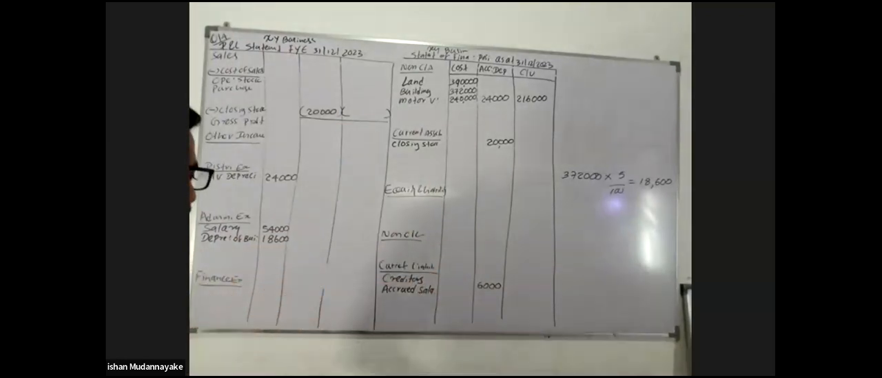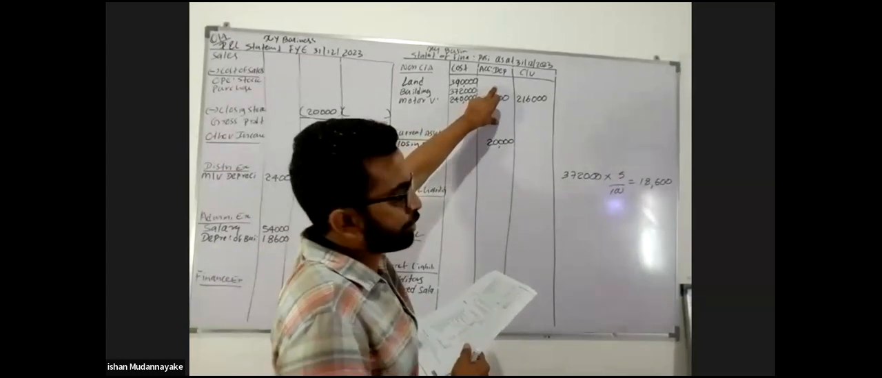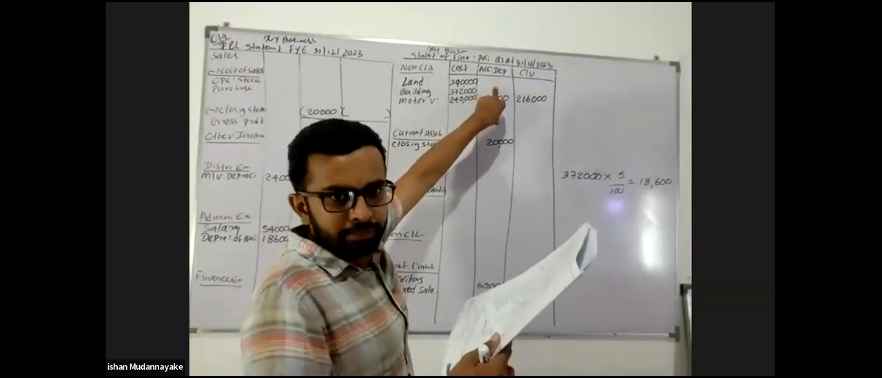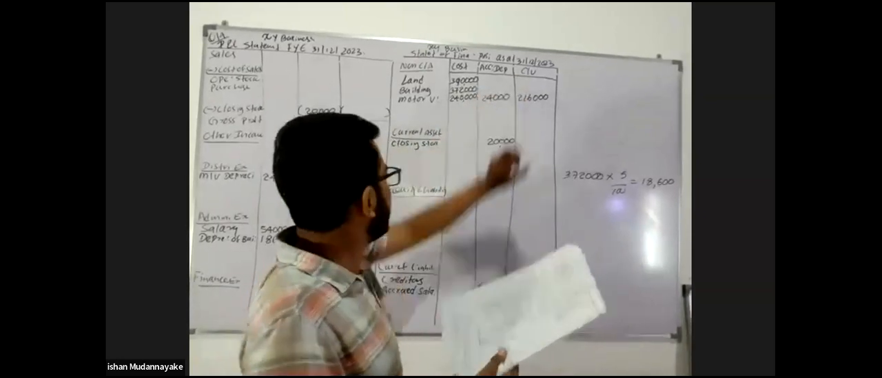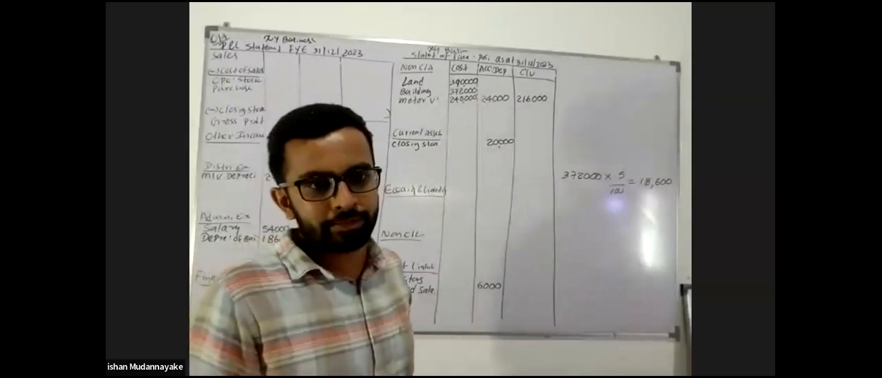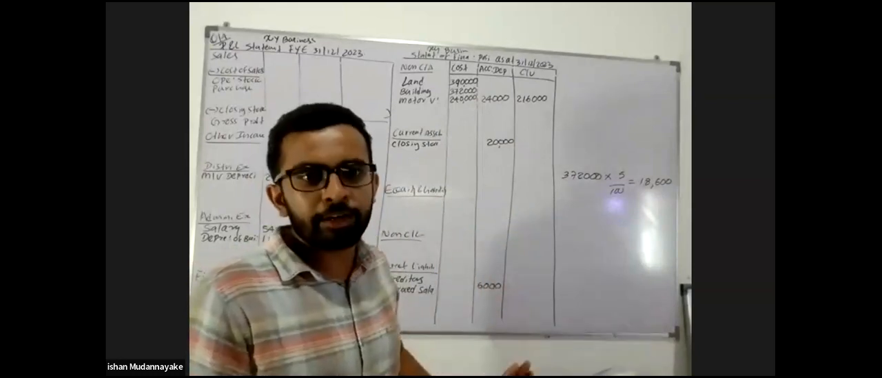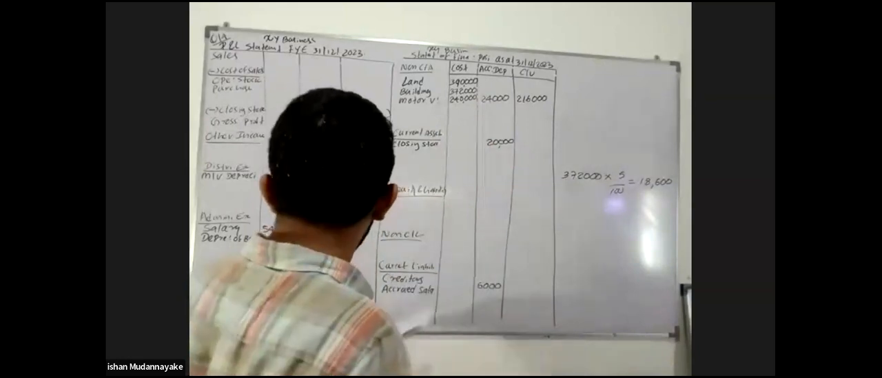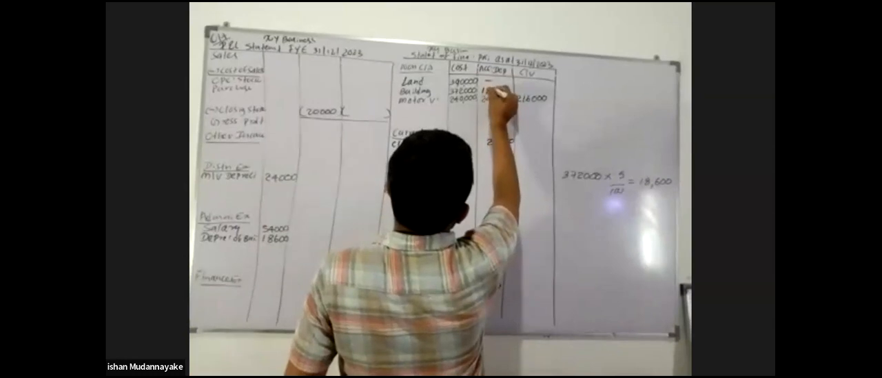Then this 18,600 you need to record in the statement of financial position. Here there is no opening balance. If you have any opening balance, to that opening balance you need to add this 18,600. But here there is no opening balance. Therefore, transfer 18,600 to the statement of financial position.